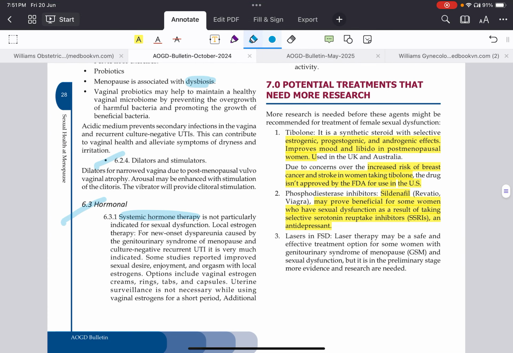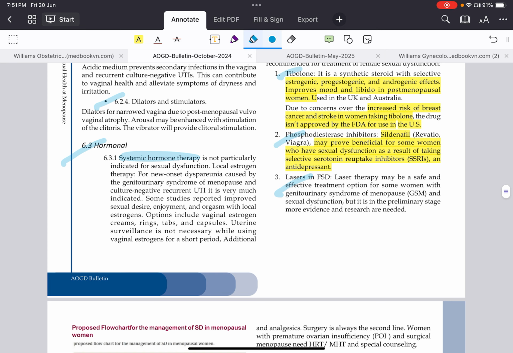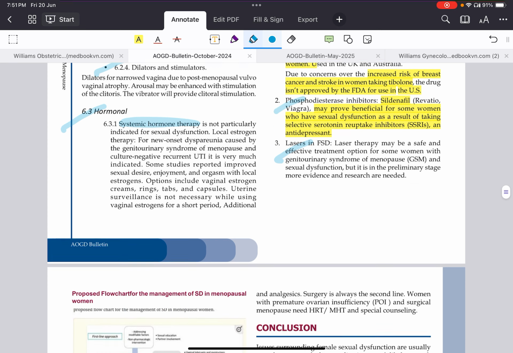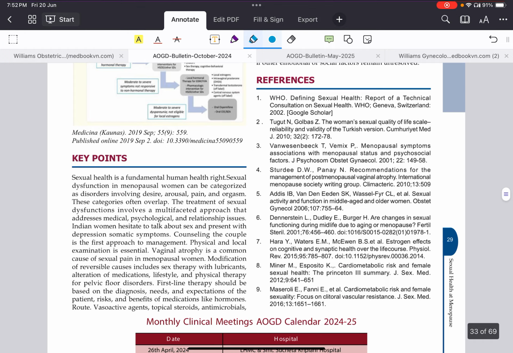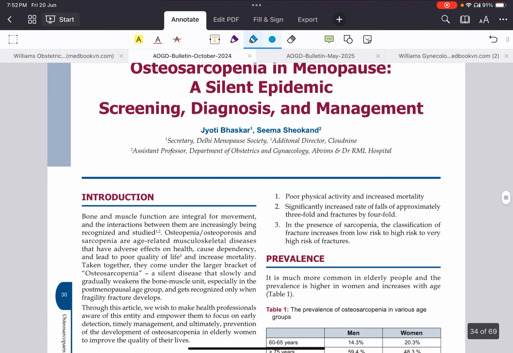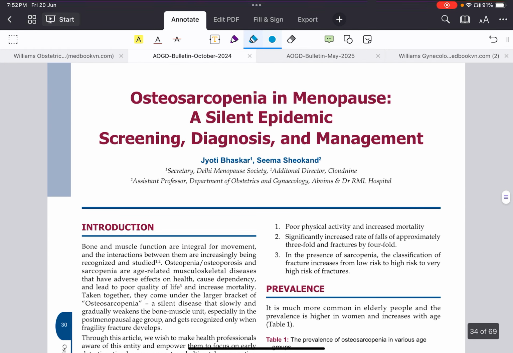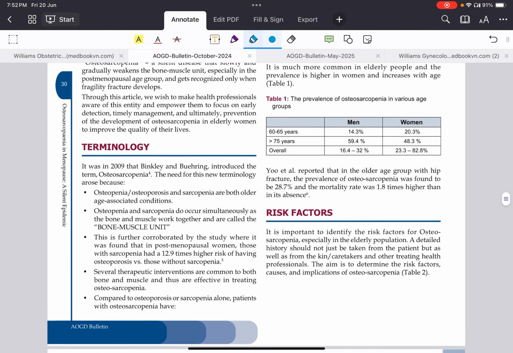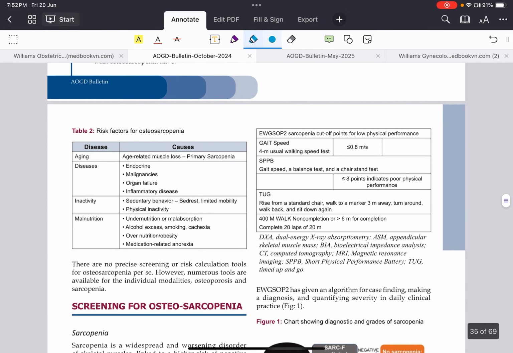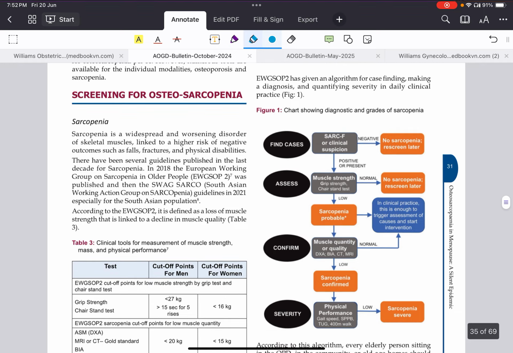Then other treatments are there which need more research. Tibolone, sildenafil, lasers. Lasers are being used, but it has other urinary side effects. Okay, that's about sexual health. Now coming to osteosarcopenia in menopause. Everyone knows that osteosarcopenia is seen in case of menopause.